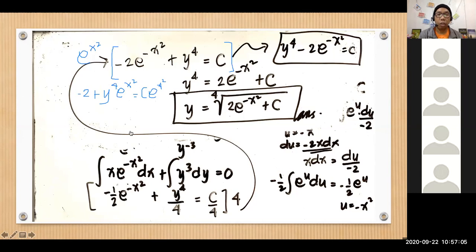Ayan na. Tapos pwede natin pagsamahin sa isang side na lang sila. Transpose mo to sa kabilang side. So, magiging factor out ko yung e raised to x squared times y raised to 4, minus c. And kung gusto mo i-transpose sa kabila yung 2 para maging positive siya, equal to 2, or minus 2 ka equal to 0.